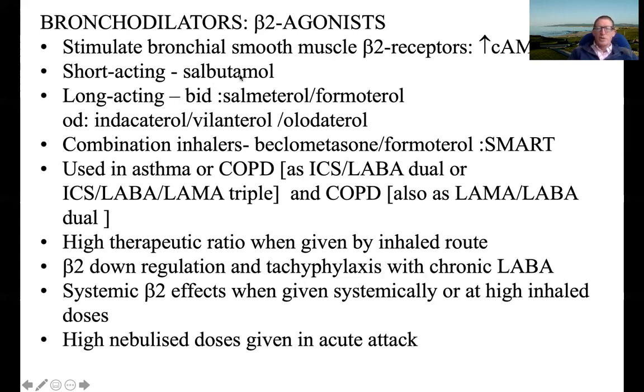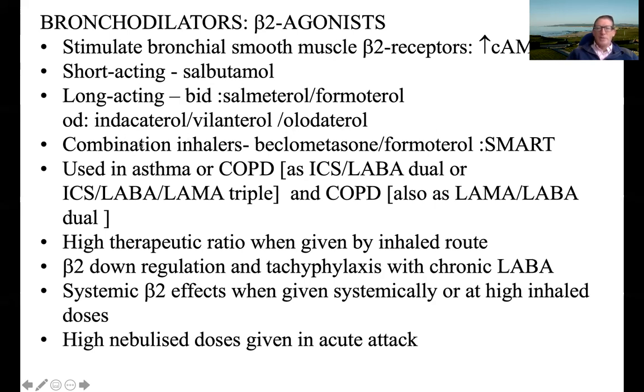Short acting is salbutamol, which is the one that's commonly used as a reliever, the so-called blue inhaler. And the long acting drugs are given either twice a day, namely salmeterol or formoterol, or once a day, indacaterol, vilanterol, and olodaterol. If you're going to learn about these, probably the ones you need to know about are salbutamol and either formoterol or salmeterol. You don't need to learn the once daily ones. Those are new kids on the block.